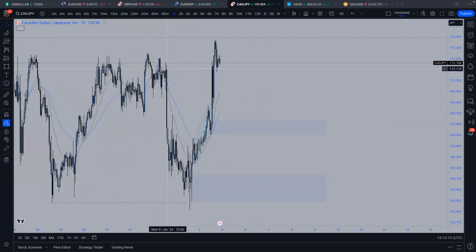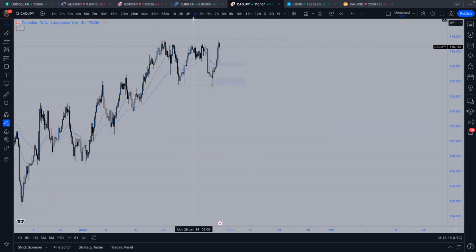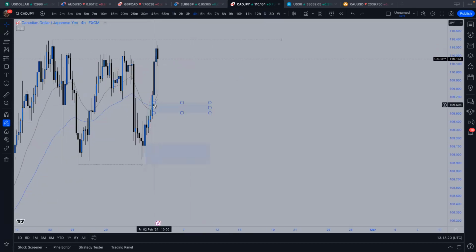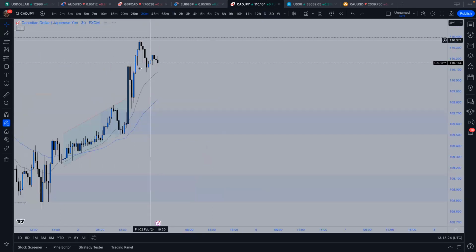We invalidated this zone. Could you potentially see this zone for potential longs? Could be on the cards. 4 hourly potentially could just take all of this wick. What does that line up? I think it's that 30-minute.